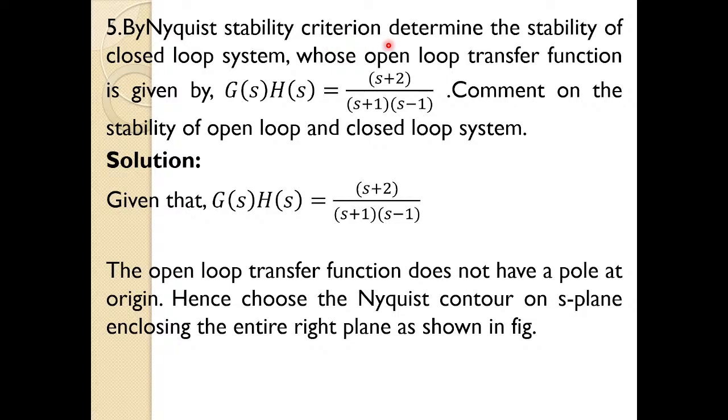By Nyquist Stability Criterion, determine the stability of the closed loop system whose open loop transfer function is given by G(s)H(s) = (s + 2) / ((s + 1)(s - 1)). Comment on the stability of the open loop and closed loop system. They have asked us to comment on the stability of both. So first write down the question.